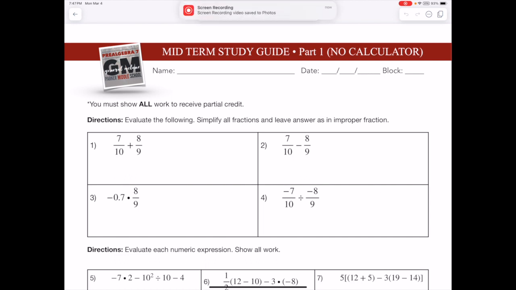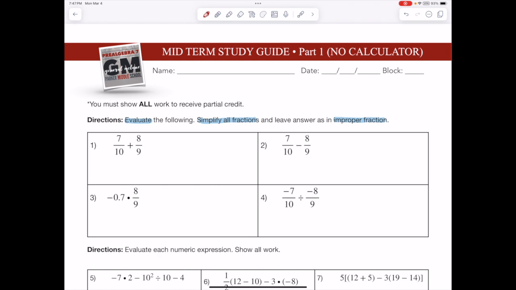This first part is a no calculator part, so do not get tempted to grab that calculator. Let's take a look at how you should solve these without a calculator. First off, the directions. We're evaluating. We say evaluate because there's no equal sign, but it essentially means solve it. Simplify all fractions and leave as improper, so don't change to mixed numbers, which is a good thing.